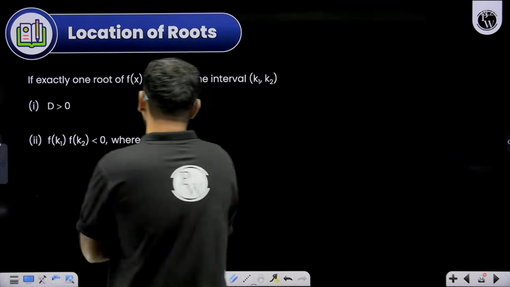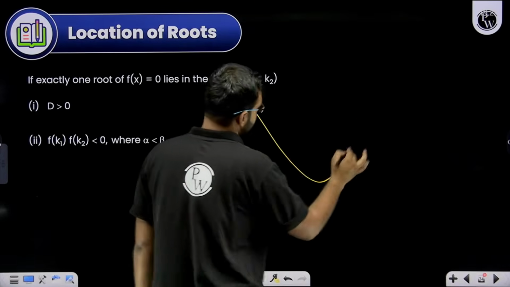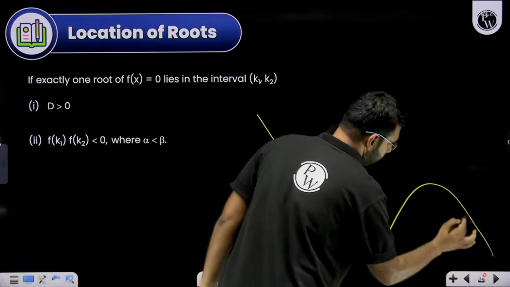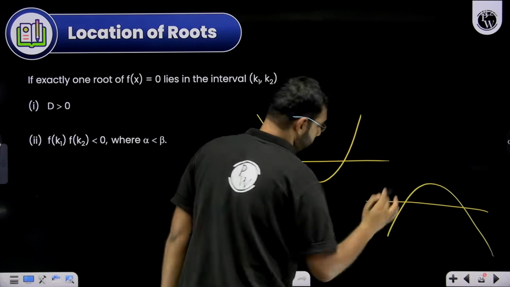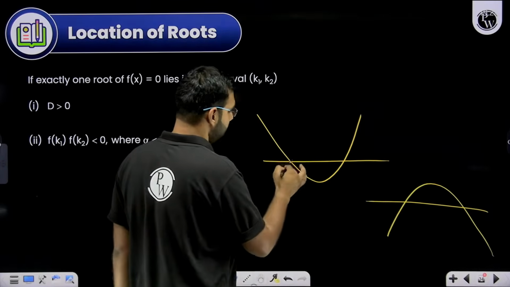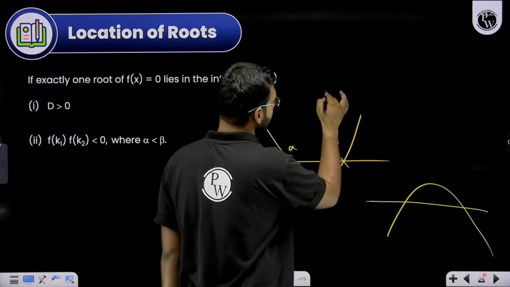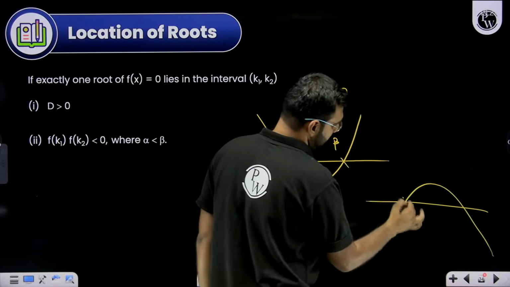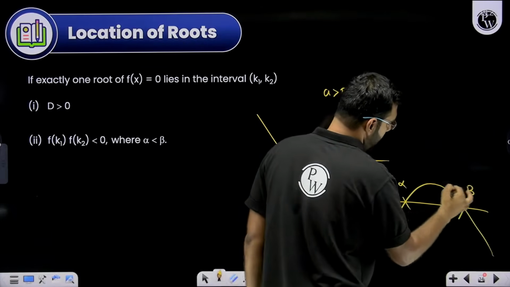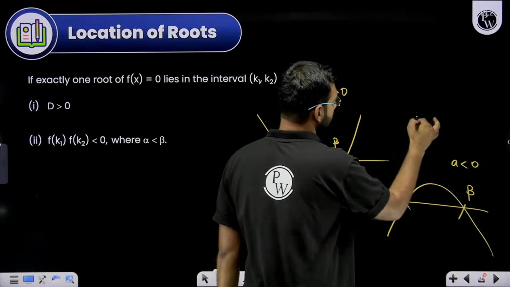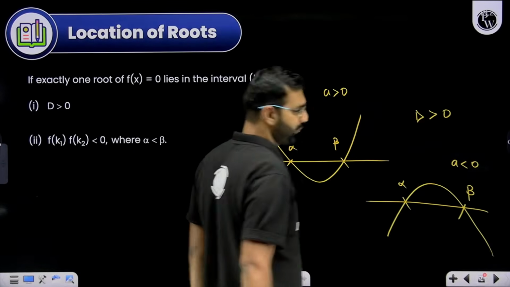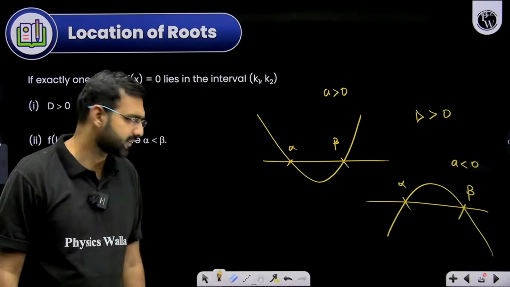What does it mean? Pay attention to this part. Now, again, exactly one means what? Discriminant cannot be equal to 0. It has to be greater than 0. So this is alpha, this is beta, where a is positive. Or the other case, when this is alpha, this is beta, where a is negative. Of course, in both of the cases, D is positive. Everybody listening can understand through that part.